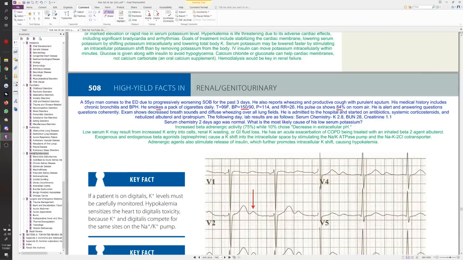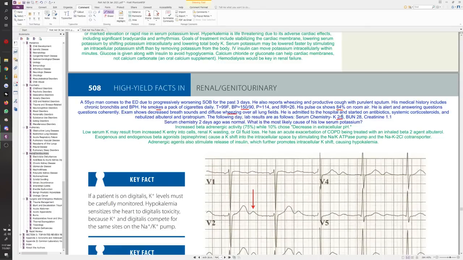Exam shows decreased breath sounds and diffuse wheezing over all lung fields. Okay. He's admitted to the hospital and started on antibiotics, systemic corticosteroids, and nebulized albuterol, as well as ipratropium, because he may have COPD. The following day, lab results are as follows. Serum chemistry, potassium is extremely low, BUN 28, creatinine 1.1. Serum chemistry 2 days ago was normal.